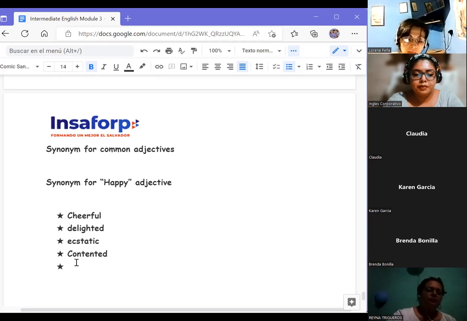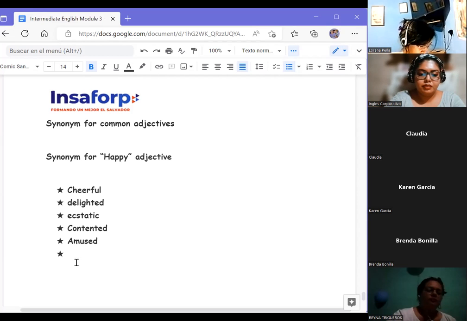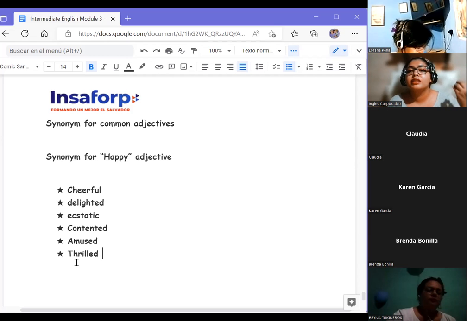Then amused. That means finding something funny or entertaining. That is the meaning of amused. Finding something funny or entertaining. Thrilled. Suddenly become extremely happy about something. We can call it like excitement, something like that.